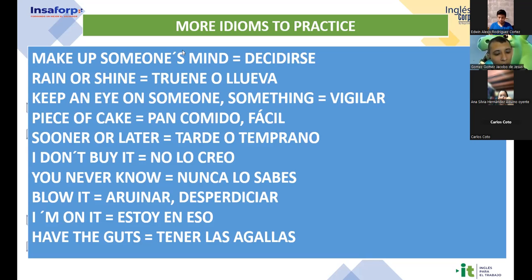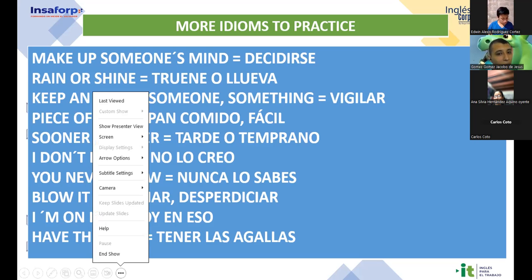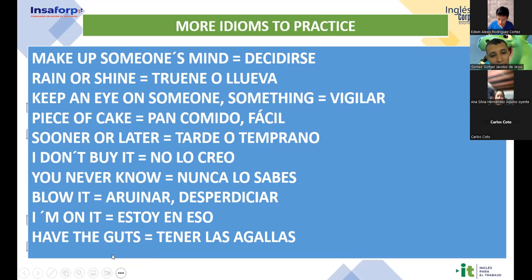Well, Jacob, you are going to learn English very soon because crying is the best thing that you can do in English. It's the best thing that you can do.